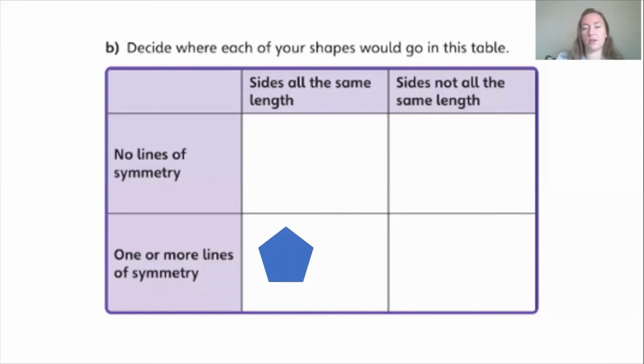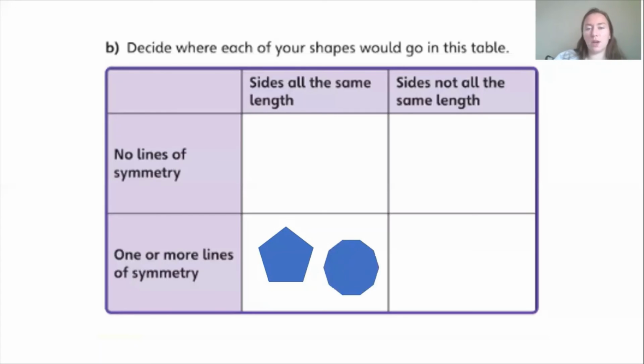Now, the question asked us to use 10 pens or pencils to draw the shape. However, if you use 2 for each side to extend them and make them longer, you can easily use 10 pencils in this shape. All of the sides are the same length because it is a regular pentagon, and it does have lines of symmetry. I could fold this straight up and down the middle, and that would give me 2 equal sides.